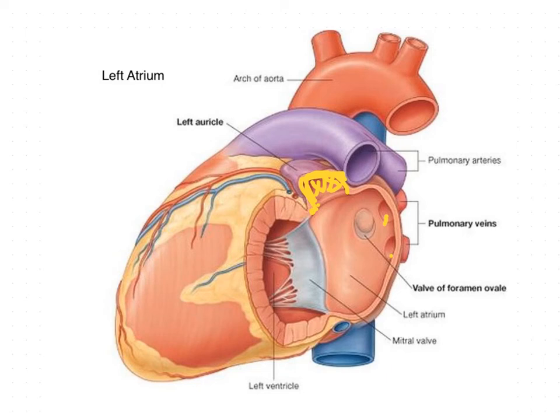This left auricle develops from the original primitive atrial chamber of the heart tube.